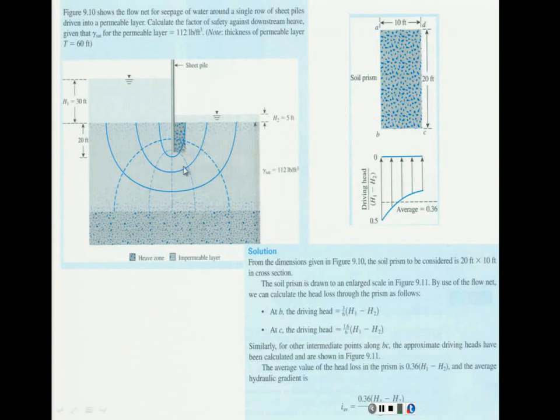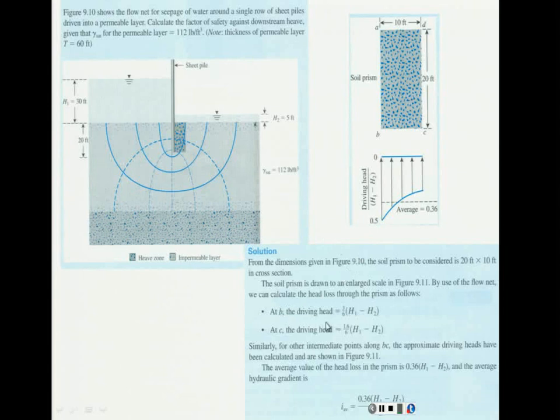Okay. Heave occurs at the distance D over 2, so this is 20, this is going to be 10, this is 10, this is 20, as I told you before. And we have to calculate the seepage force. The seepage force is governed by the hydraulic gradient, so we have to check the hydraulic gradient between this point and this point. How do we do that? Well, the driving head divided by the distance. H1 minus H2 is this.